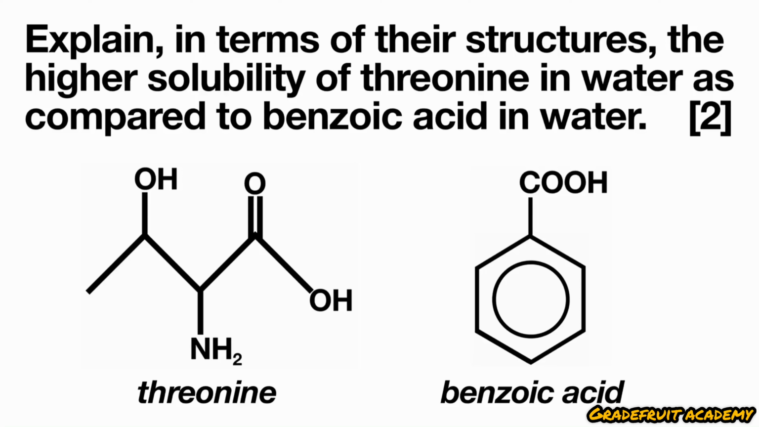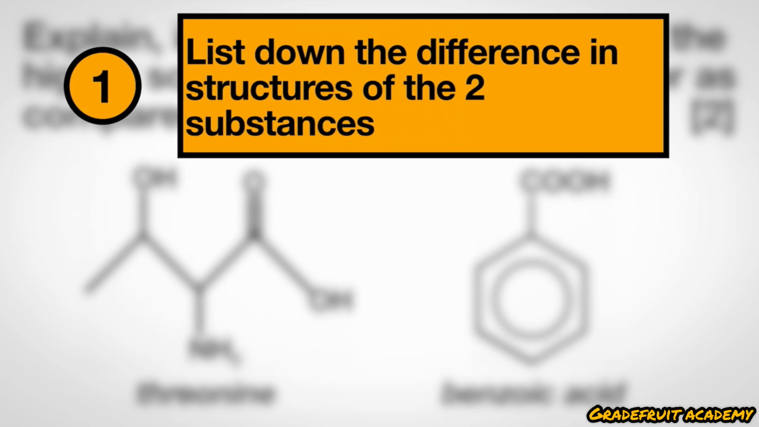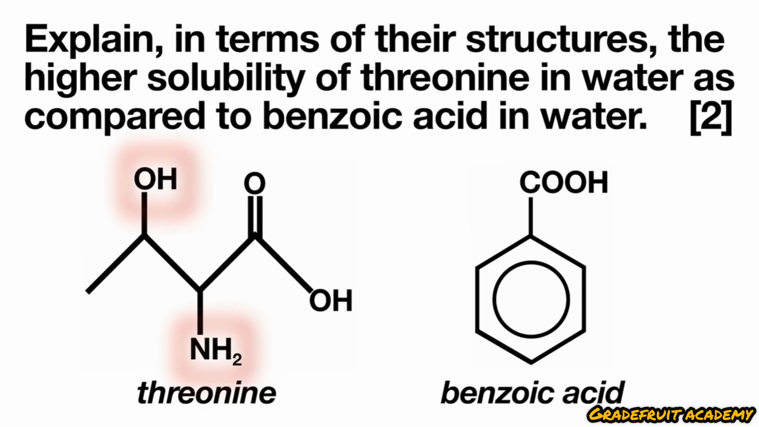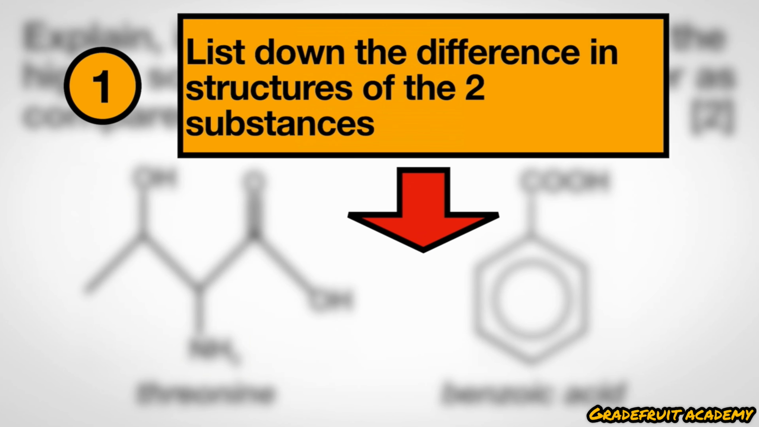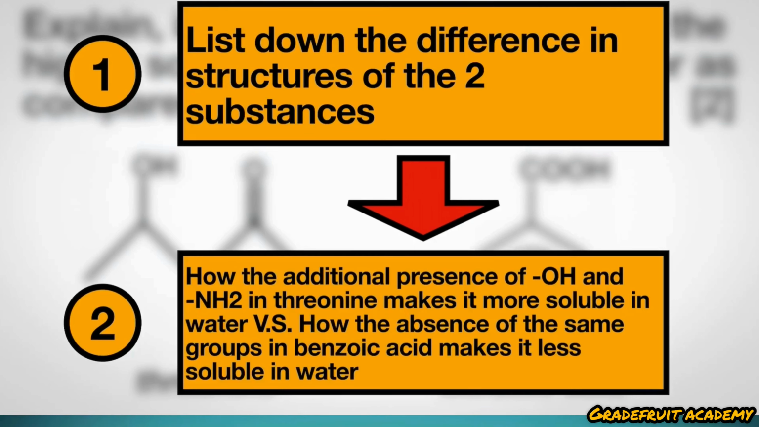Instead of just jumping in to start writing, practice spending a few seconds to think of how you will structure your answer. We could perhaps first list down the differences in the structures of the two substances, then go on to say how the presence of this particular part of threonine makes it more soluble in water versus how the absence of this same part in benzoic acid makes it less soluble in water.